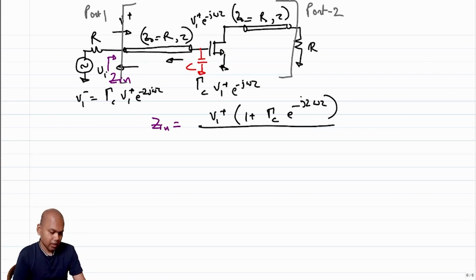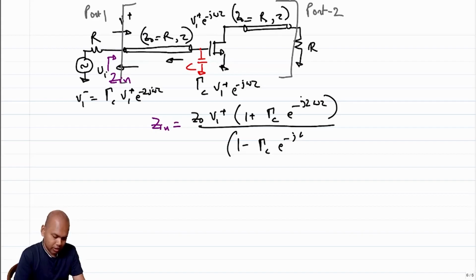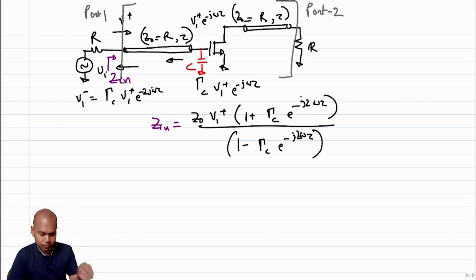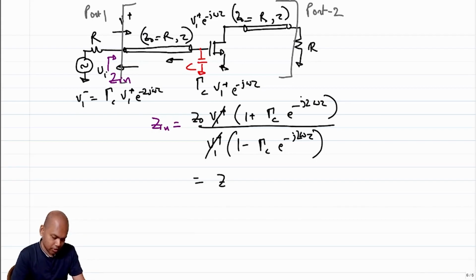And what is the current? The incident current is V1 plus by Z naught, the reflected current is V1 minus by Z naught, and it is the incident current minus the reflected current, right? So essentially this becomes Z naught times 1 minus gamma c e to the power minus j 2 omega tau, right? Now, oh sorry, this V1 plus will cancel. So essentially this becomes Z naught times, now by the way, what is gamma c?